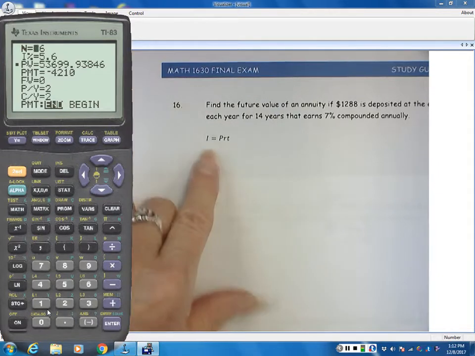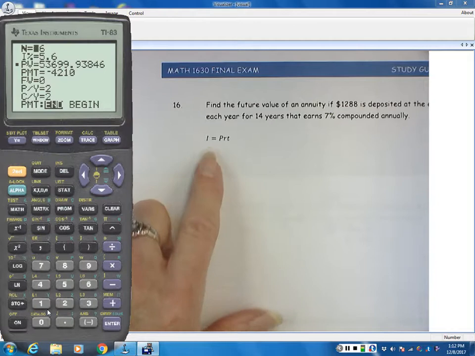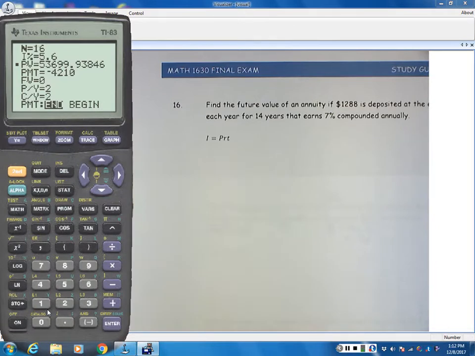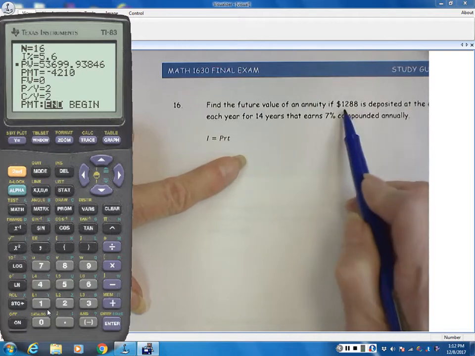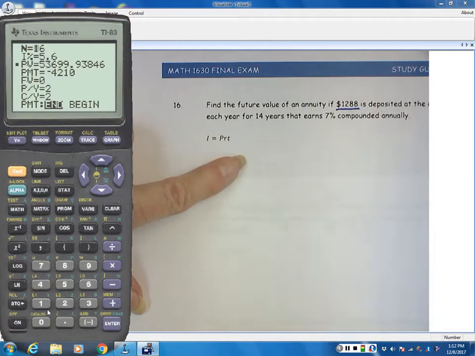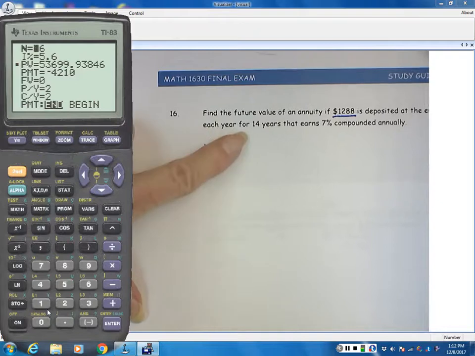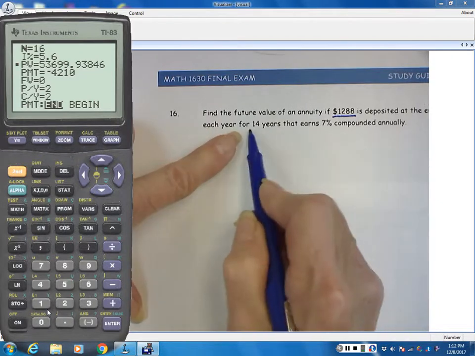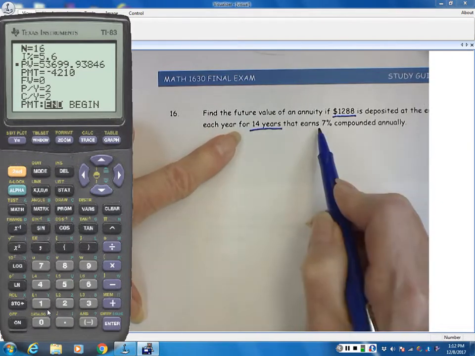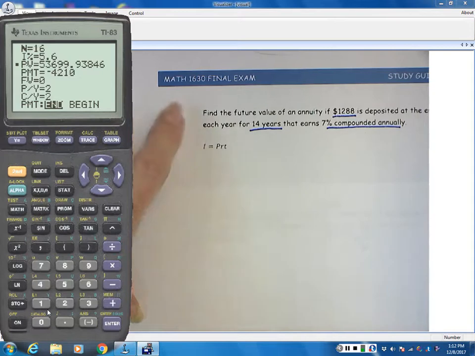And yes, these formulas, sometimes they are given on the final exam. And I do give you a formula sheet. This is a big clue on this particular problem because it's telling you, find the future value of an annuity if $1,288 is deposited at the end of each year for 14 years, and it earns 7% compounded annually.